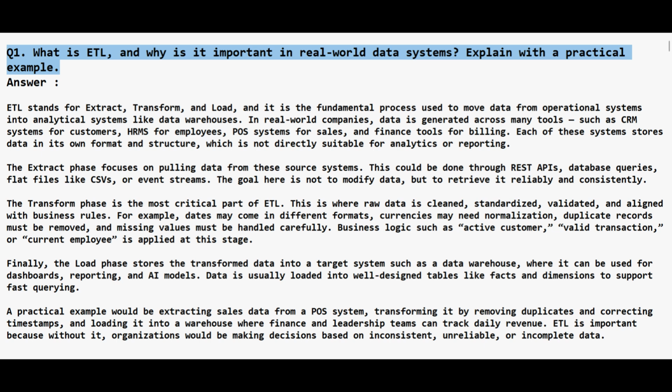Finally, the load phase stores the transformed data into a target system such as a data warehouse, where it can be used for dashboards, reporting, and AI models. Data is usually loaded into well-designed tables like facts and dimensions to support fast querying. A practical example would be extracting sales data from a POS system, transforming it by removing duplicates and correcting timestamps, and loading it into a warehouse where finance and leadership teams can track daily revenue. ETL is important because without it, organizations would be making decisions based on inconsistent, unreliable, or incomplete data.